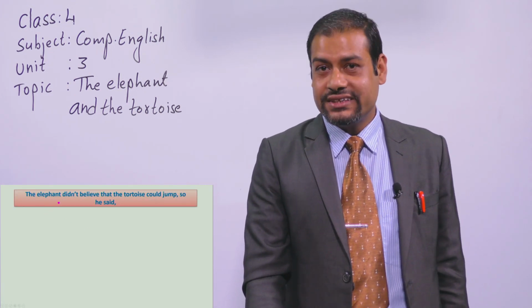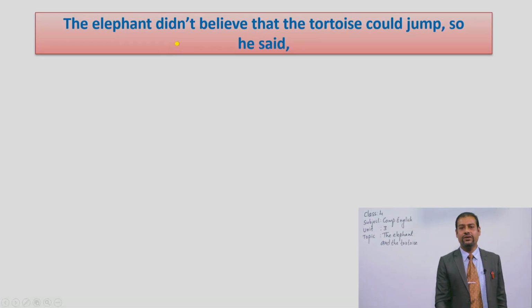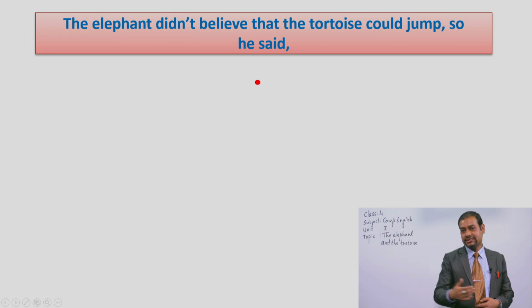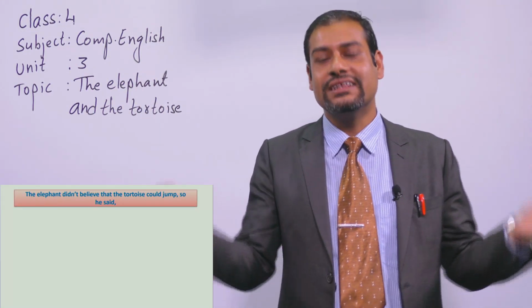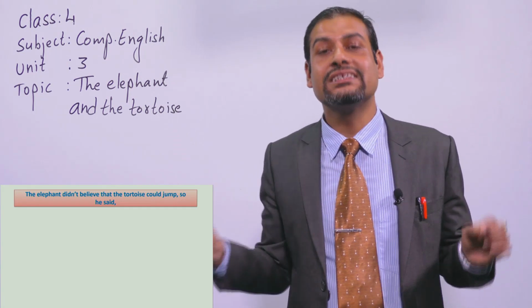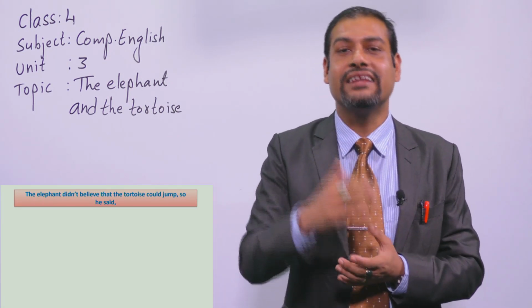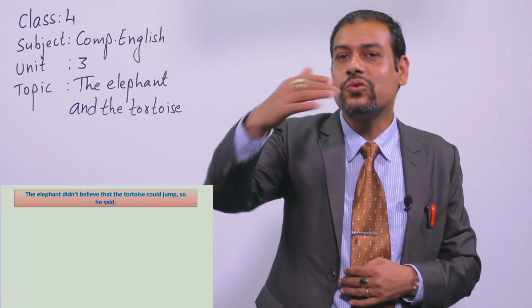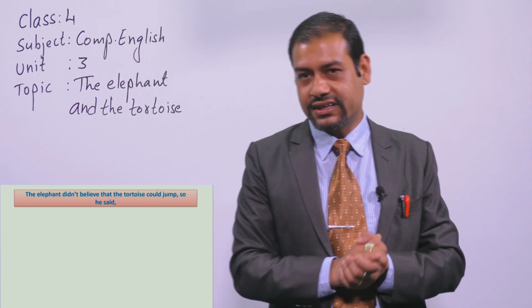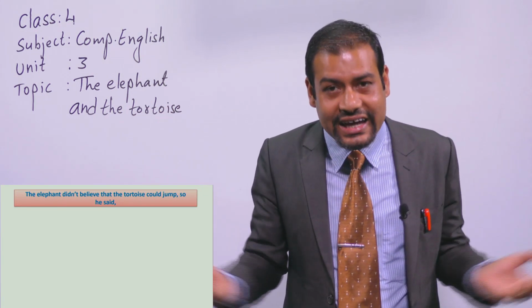The elephant, please read it out with me. The elephant didn't believe that the tortoise could jump. So he said, it means when the tortoise said that it would jump over the elephant, at that time the elephant had to call him Mr. Tortoise. And the elephant thought that the small tortoise with short legs could not jump over it, okay? Could not jump over the elephant.